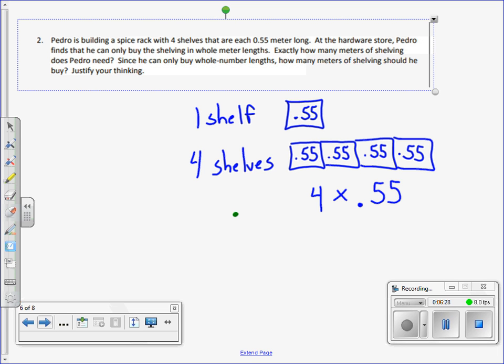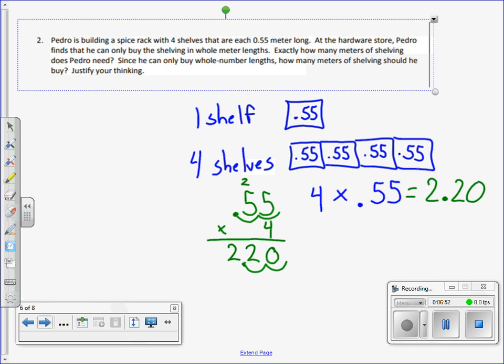I'm going to have decimal point 55. We're going to multiply that by 4. 5 times 4 is 20, 5 times 4 is 20, plus the 2 gives me a 22. And with decimal points, if we move over 1, over 2, that's going to equal 2 and a little bit more. Since we've got to do whole numbers, he's going to need to buy 3 meters of board.